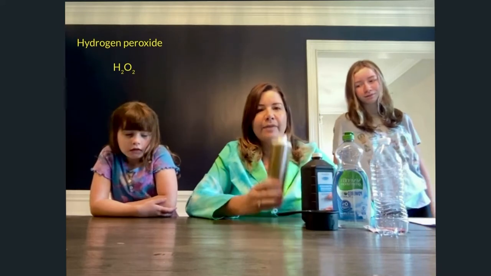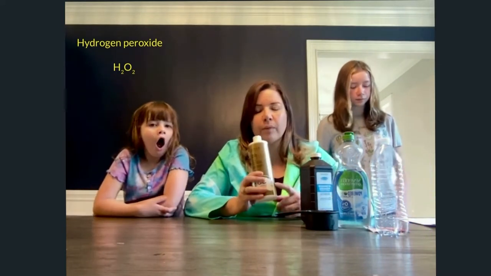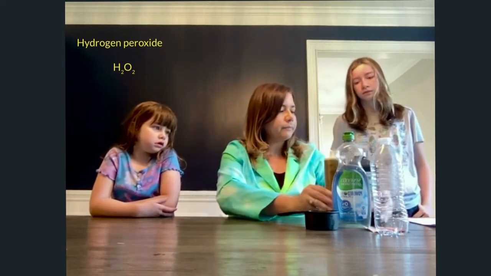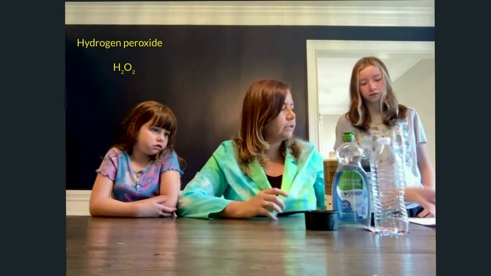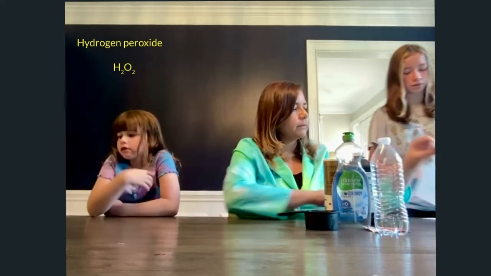So you probably know hydrogen peroxide is something that your parents may put on your cuts when you get a cut. And then this is hydrogen peroxide as well, but it's a much higher percentage. You do not want to put this on your skin, but it is used to dye hair in a little bit higher percentage. Okay, and we need a couple more things for this too.